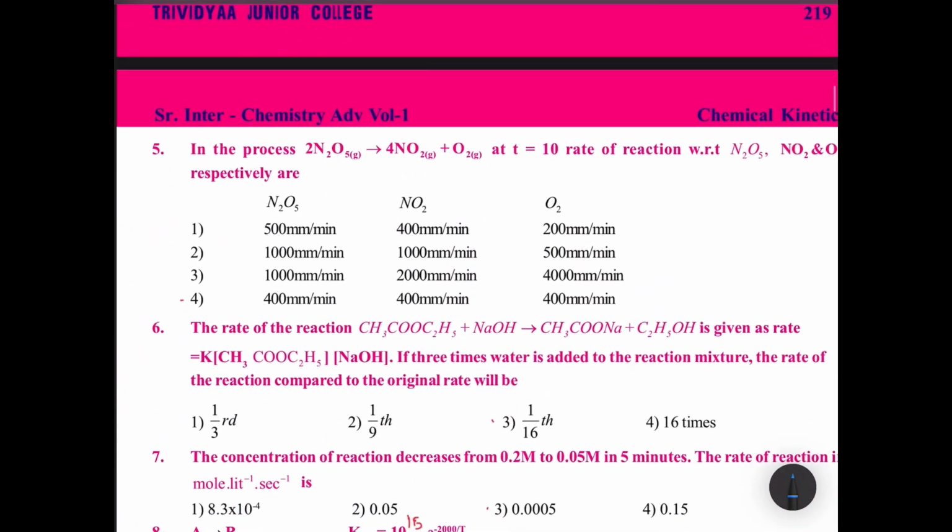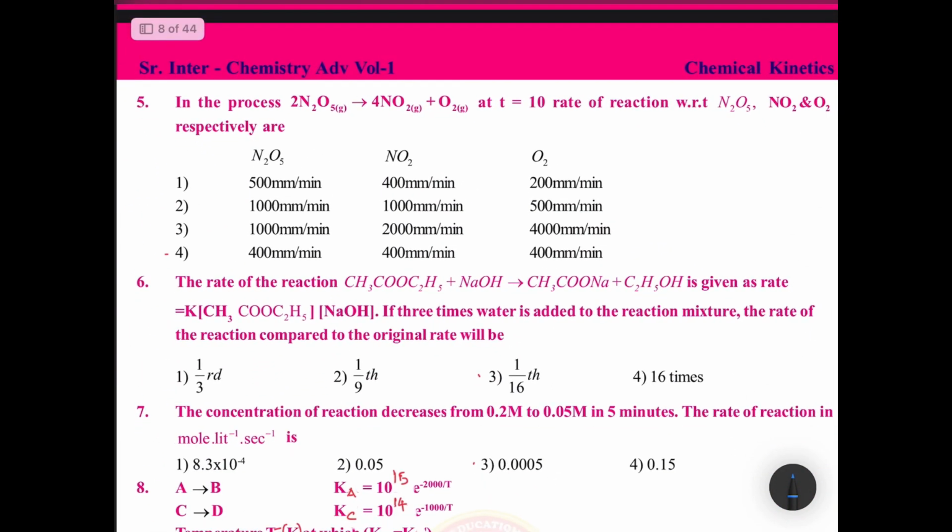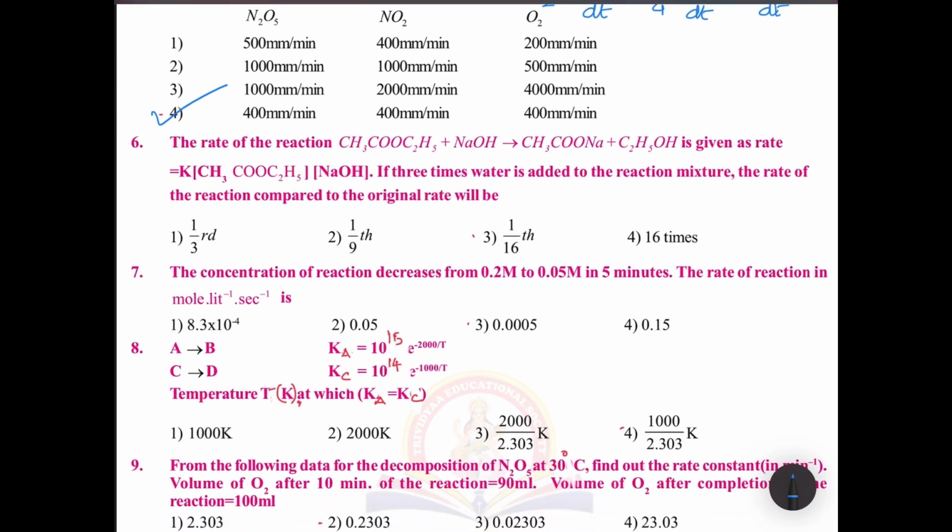Question number 5. In the process of 2N2O5 gives rise to 4NO2 plus O2, rate is minus 1 by 2 dN2O5 by dt is equal to 1 by 4 dNO2 by dt is equal to dO2 by dt. It is asking N2O5, NO2 and O2 only, so all are equal.